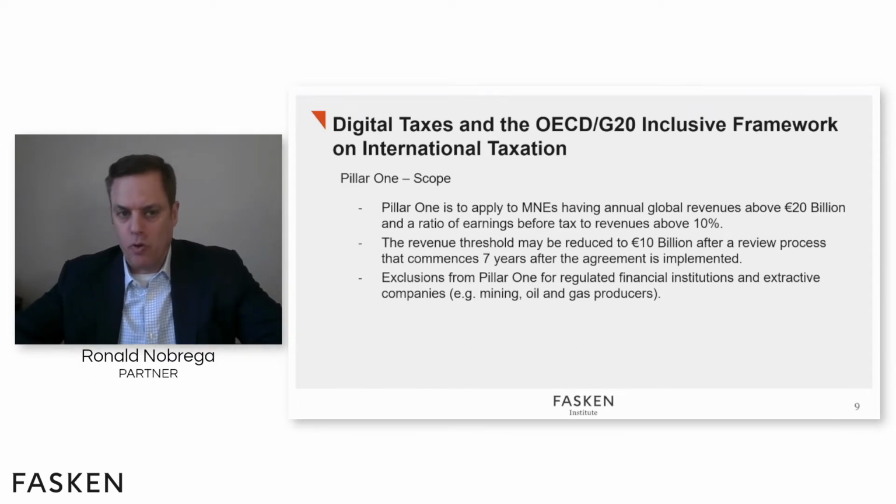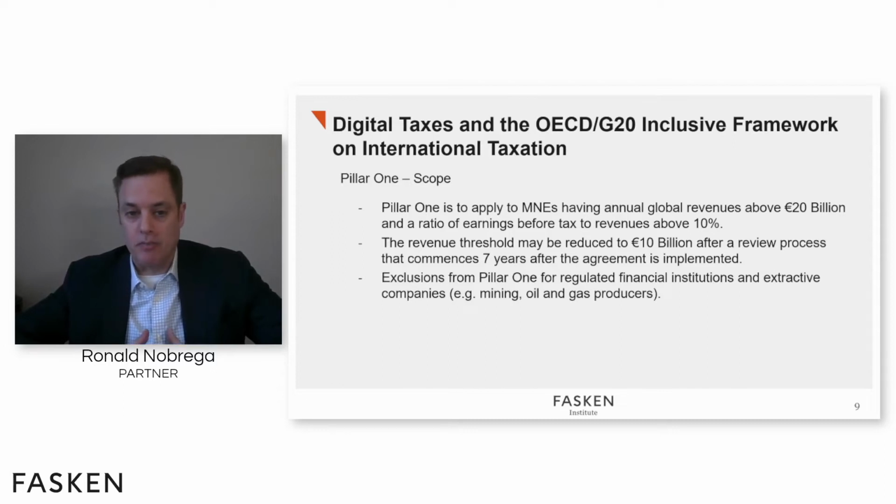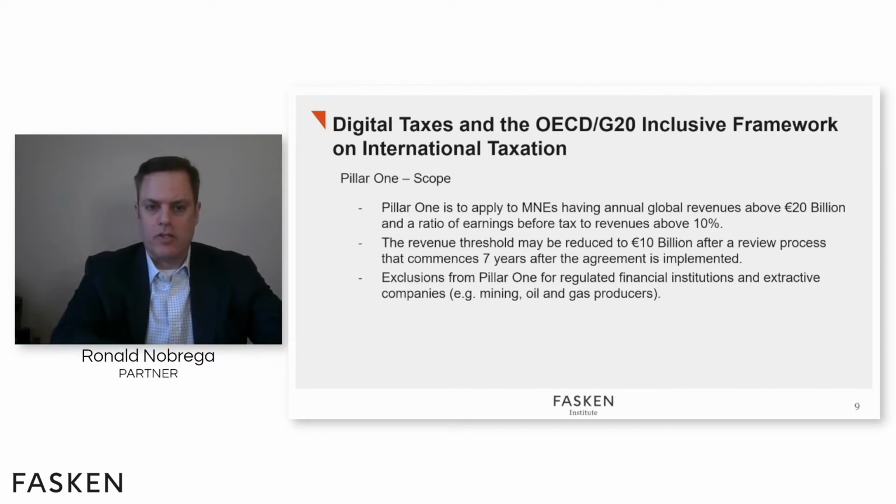So I'm going to deal first with Pillar 1, and I'll start off with its scope. It will apply to the largest MNEs, multinationals, those having annual gross revenues over 20 billion euros and a ratio of earnings before tax to revenues of at least 10%. The revenue threshold may be reduced in future years to just 10 billion euros, and that will only commence though after the plan has been implemented for seven years. So we wouldn't see that until at least 2030. And there will be exclusions in terms of scope for regulated financial institutions and extractive companies such as mining, oil and gas companies. Overall, though, the 20 billion threshold will limit Pillar 1 to the largest multinationals. Go to the next slide.